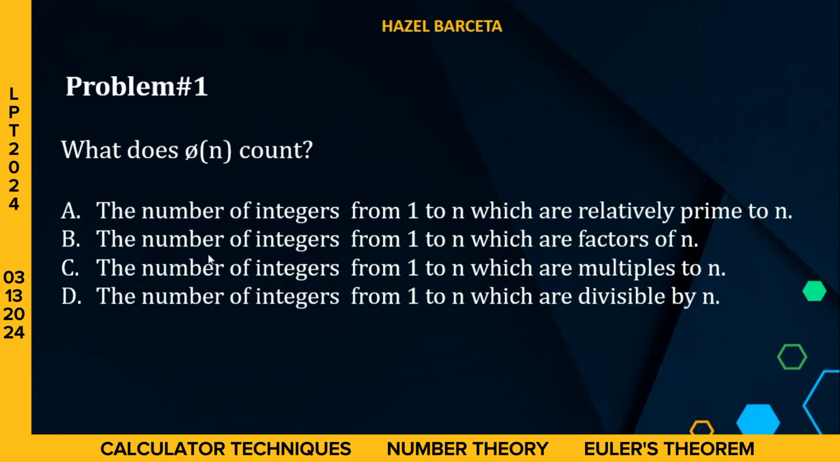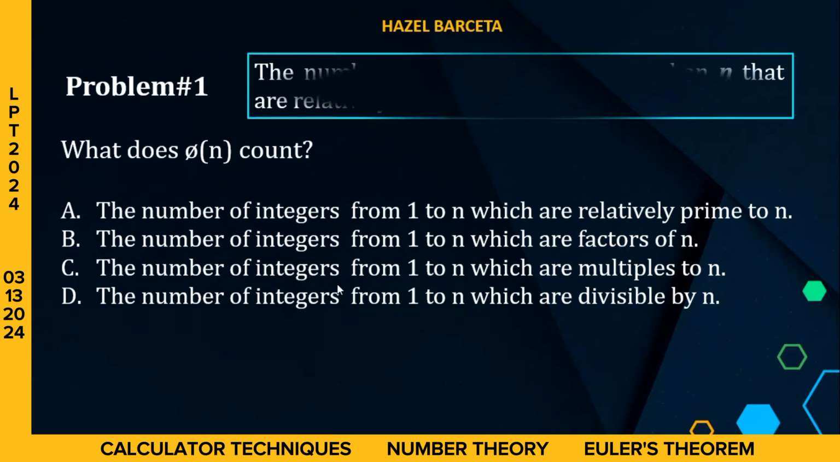Letter B, the number of integers from 1 to n which are factors of n. Letter C, the number of integers from 1 to n which are multiples of n. And letter D, the number of integers from 1 to n which are divisible by n. So, X na po tayo sa B, C, and D dahil relatively prime to n ang ating Euler's totient function, right? But, parang may discrepancy.